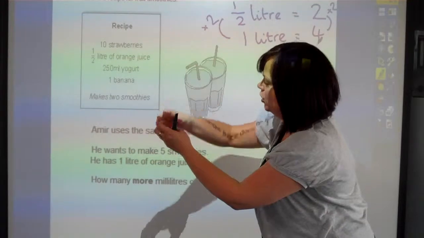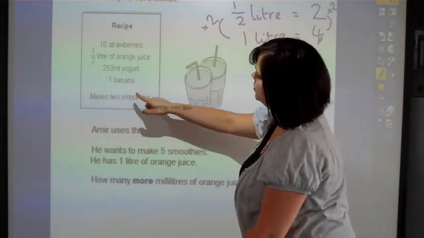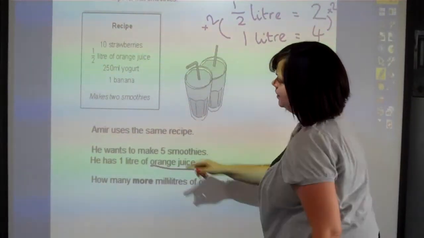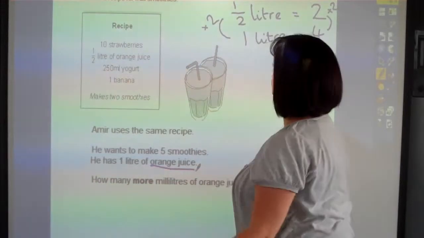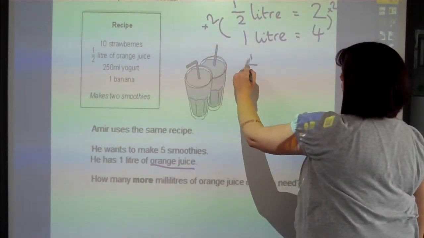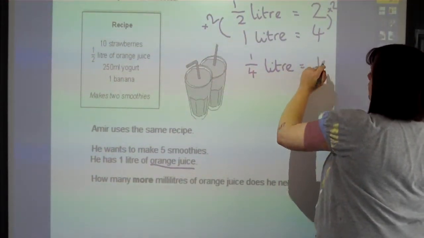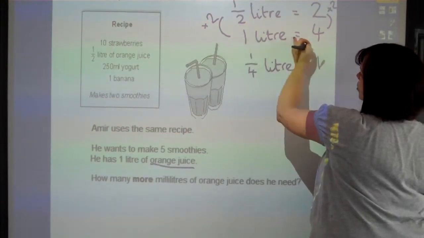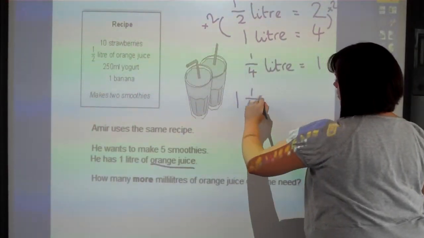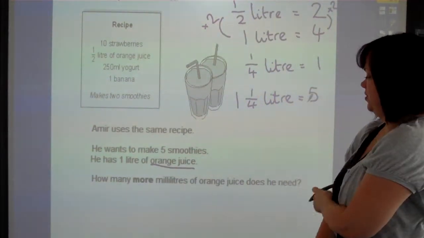All right? So to make 1 smoothie, which I'm going to add to my 4 smoothies, we're going to have to halve this recipe. But we're only interested in orange juice, look. So let's halve the orange juice, so it'd be 1/4 of a litre, wouldn't it? So to make his 5, add them together. So he needs 1 litre plus 1/4. 1 1/4 litres equals 5 smoothies, I should say.